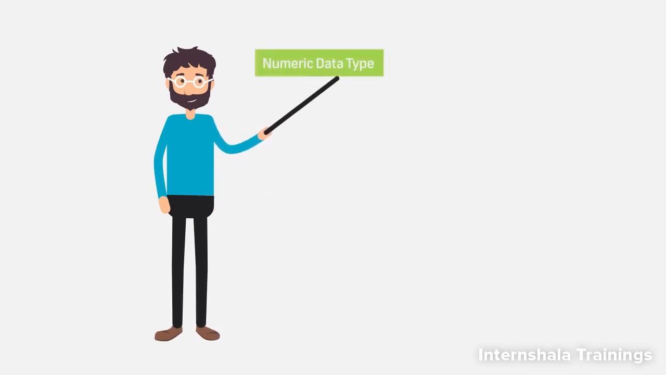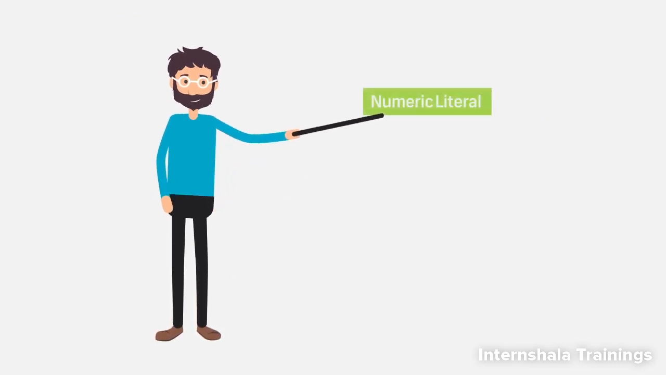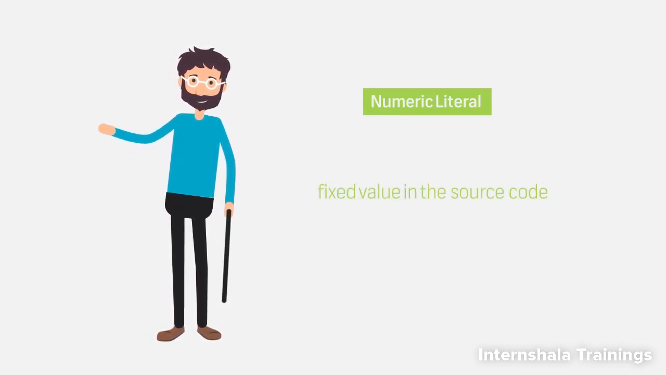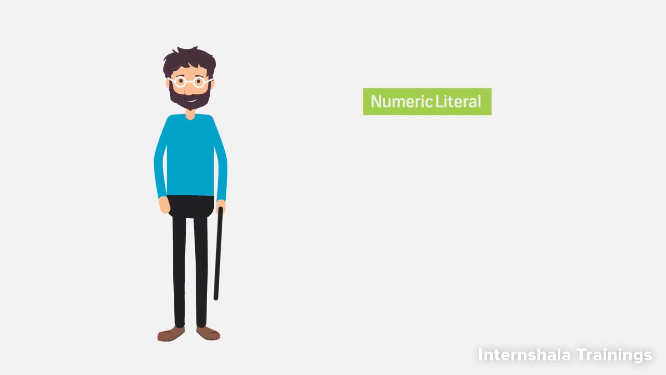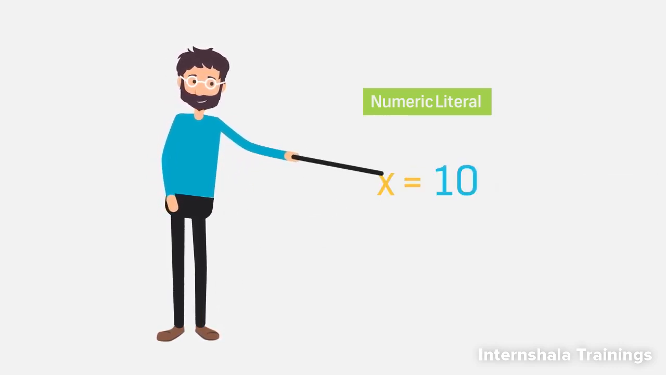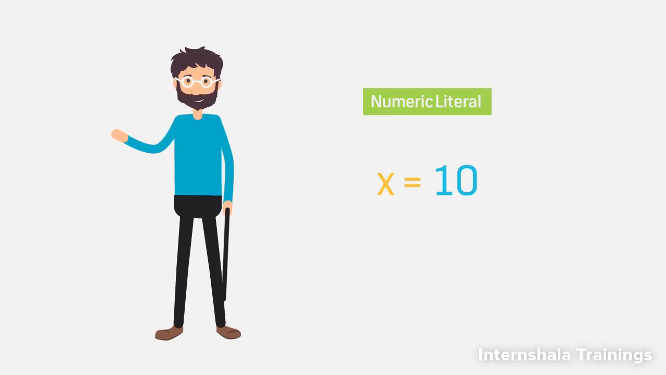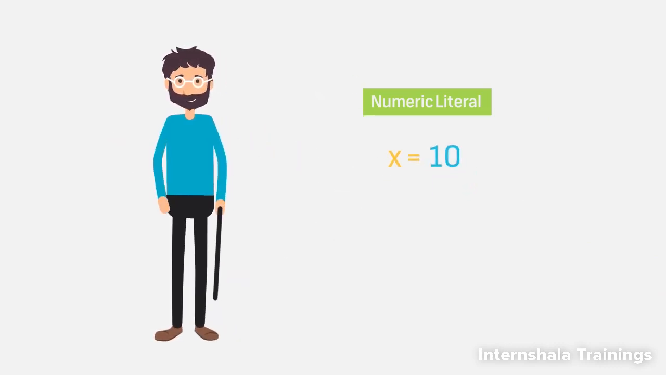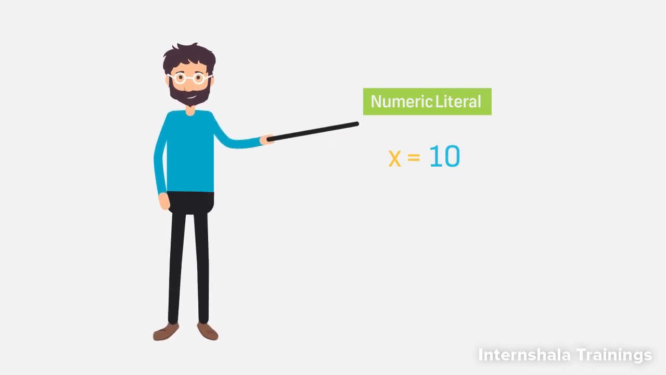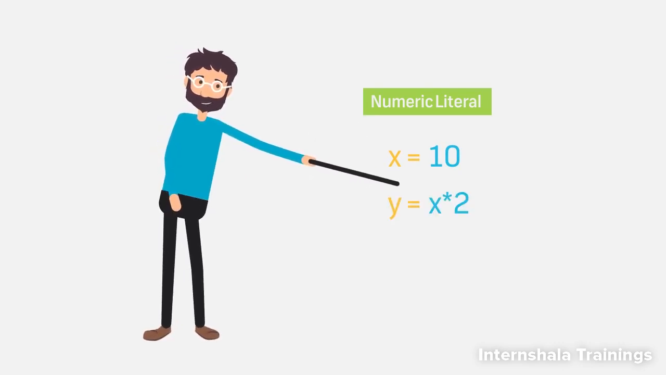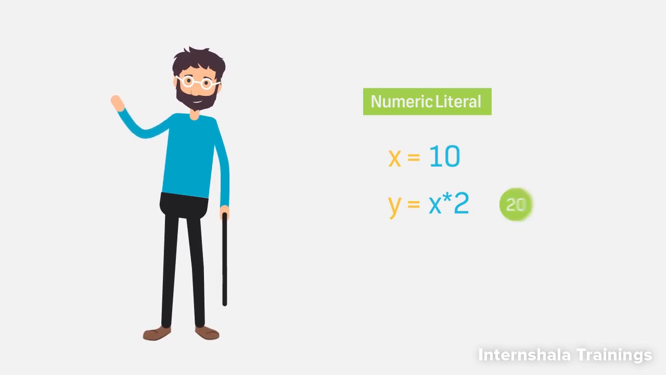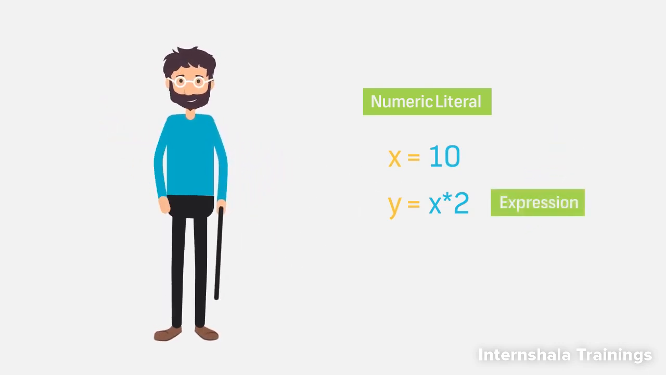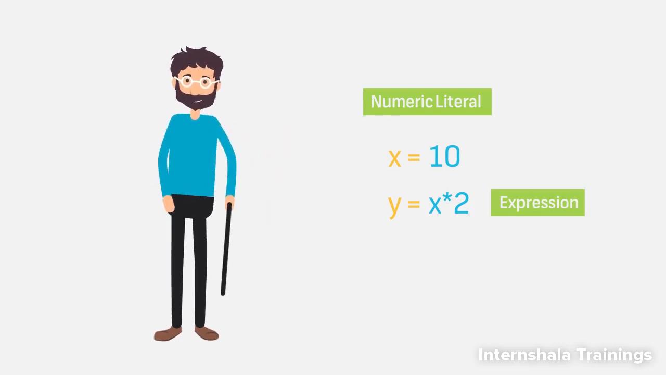The numeric data type represents what is called a numeric literal. In computer science, a literal refers to a fixed value in the source code. For example, in the assignment statement x is equal to 10, 10 is a literal as the numeric value representing 10 is directly stored in memory. However, in the statement y is equal to x into 2, although the expression evaluates to 20, it is not literally included in the source code, so it's not referred to as a numeric literal.